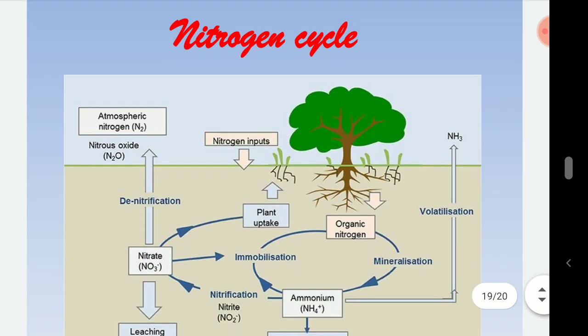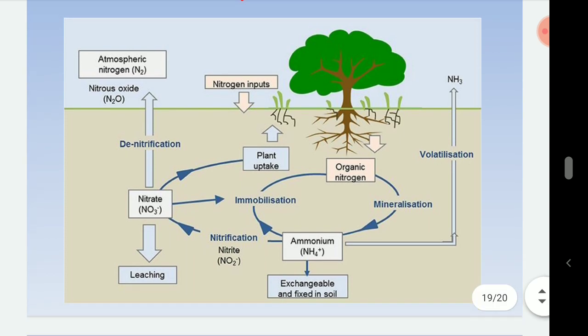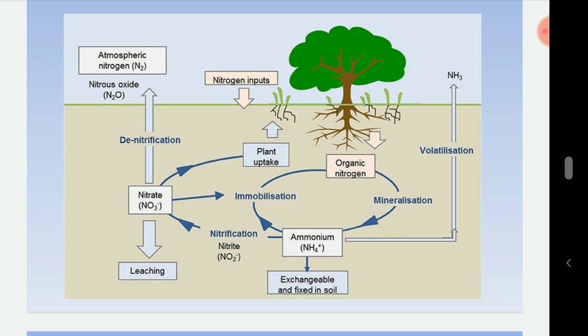Now this is the diagram of a nitrogen cycle, how the nitrogen cycle takes place in the atmosphere and in the environment. It is shown as a diagram, and it is a must to draw it in the copy.